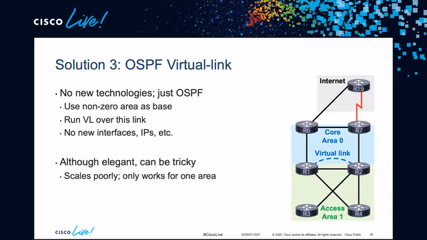A more interesting solution is to use an OSPF virtual link. This would run over Area 1, but the link itself is in Area 0, so you'd kind of get the best of both worlds here. It's tricky to understand and probably confusing for most operators, and it also scales poorly because you can only do a virtual link over one area at a time.